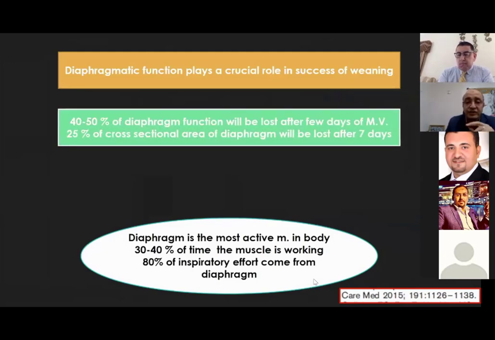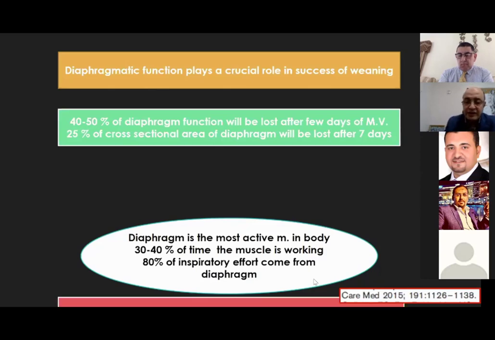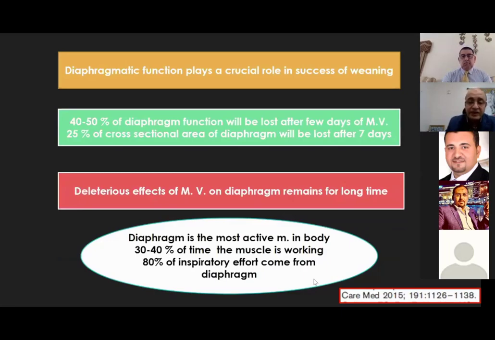40 to 50% of the diaphragmatic function will be lost after a few days, if not a few hours, of mechanical ventilation. It's one of the very bad impacts of mechanical ventilation on the body, that it atrophies or dysfunctions the diaphragm. The cross-sectional area of the diaphragm will lose around a quarter of its power after 7 days of mechanical ventilation. This is by evidence that the deleterious effect of mechanical ventilation on the diaphragm unfortunately remains for a very long time.